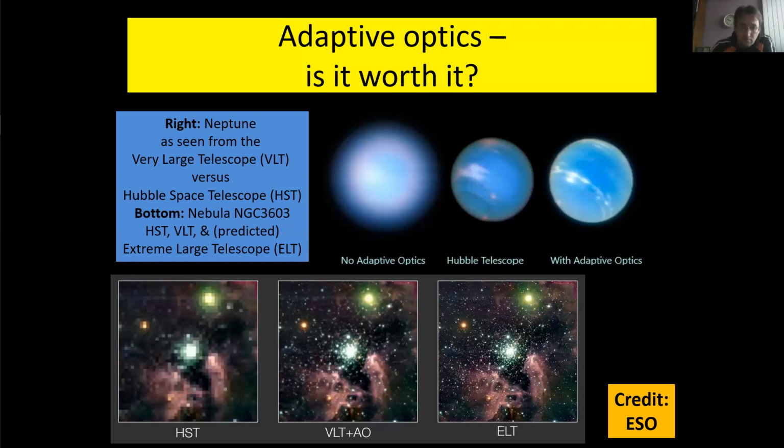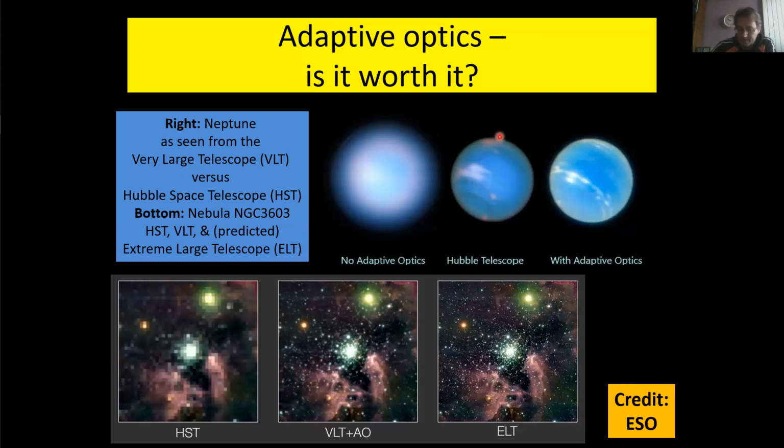Here on the right-hand side, this is Neptune. This is taken with the Very Large Telescope without corrections, without this adaptive optics. Then we sent the Hubble Space Telescope into space, which doesn't have the disturbance of the atmosphere. The mirror is only about a tenth of the Very Large Telescope, which is one of these in Atacama at the European Southern Observatory. The credit for these pictures goes to them.